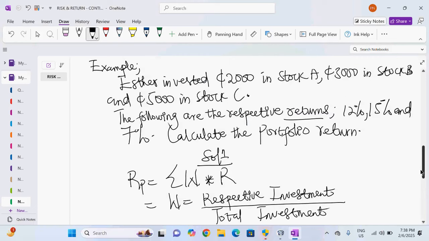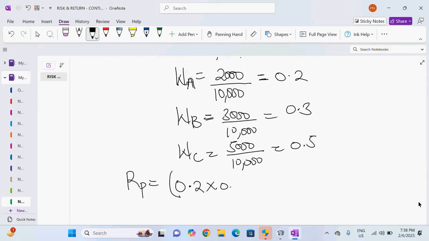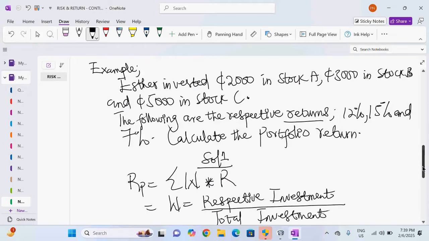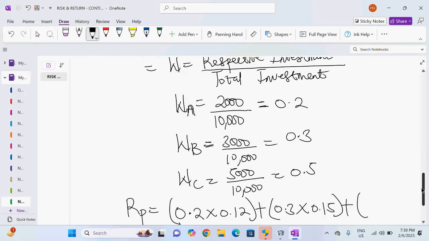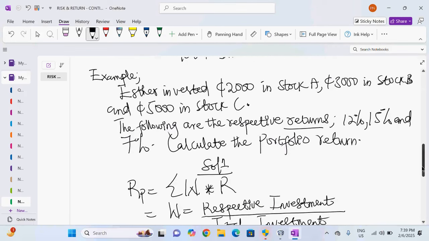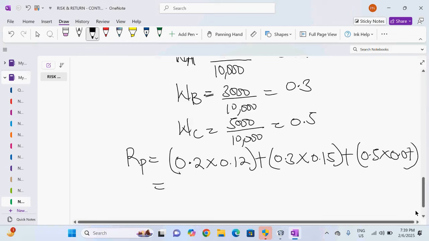The following are the respective returns. 12% for stock A, which is 0.12, plus the weight for stock B, which is 0.3, multiplying the return. What is the return for B? That is 15%, so 0.15, plus what is the weight for C? That is 0.5 times the return, 7%, so that is 0.07.